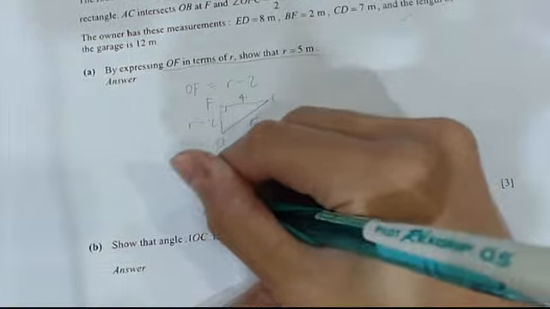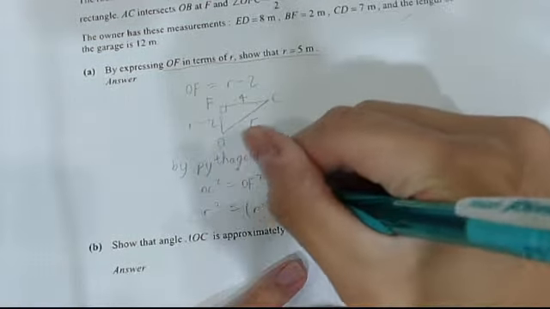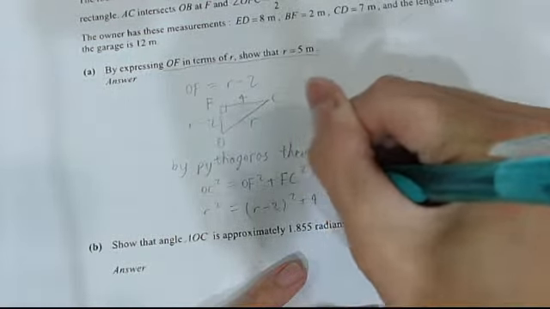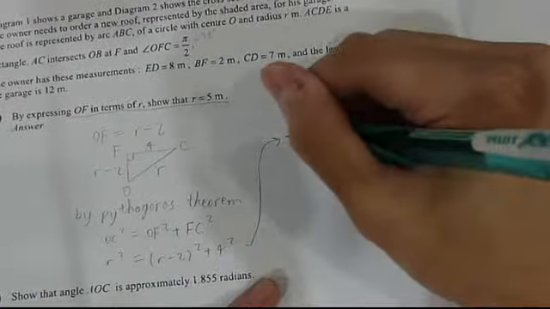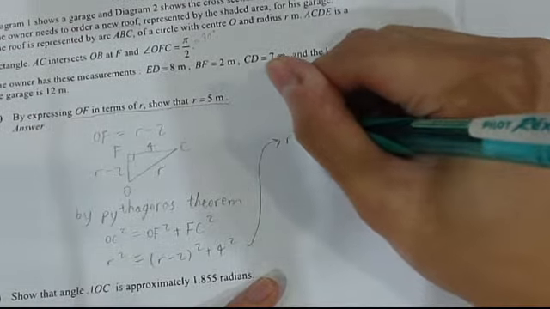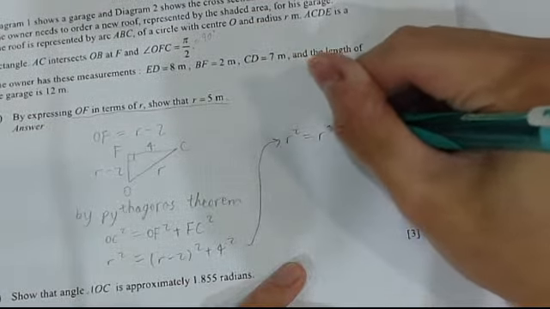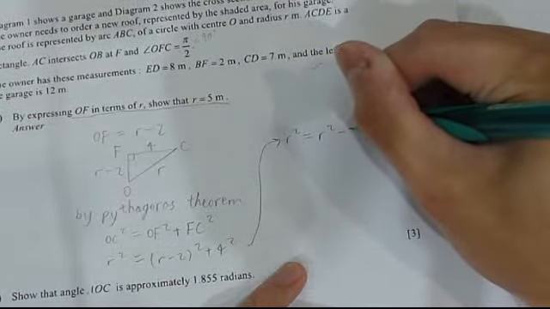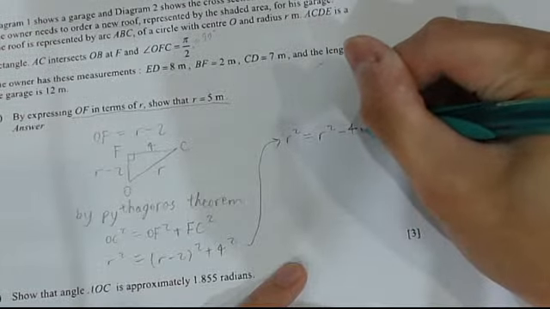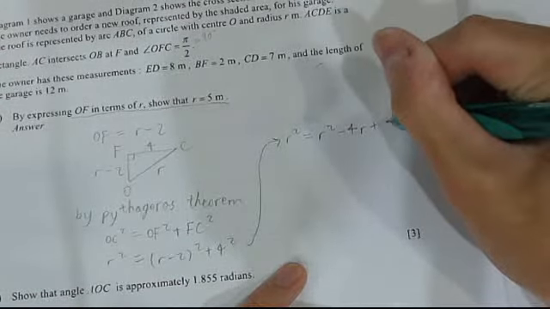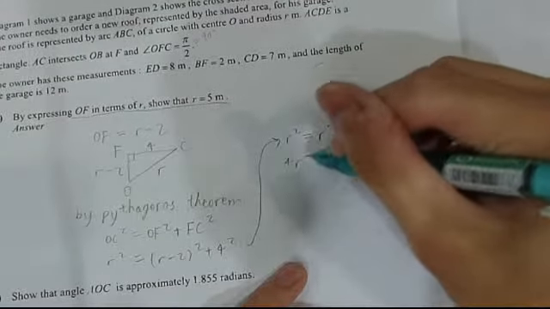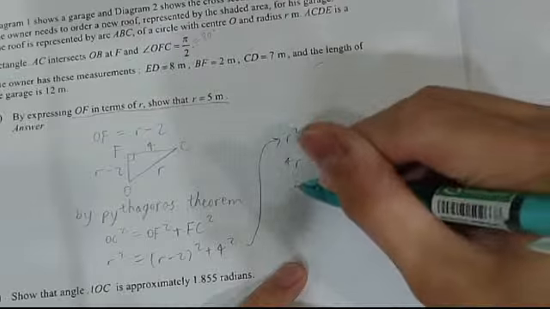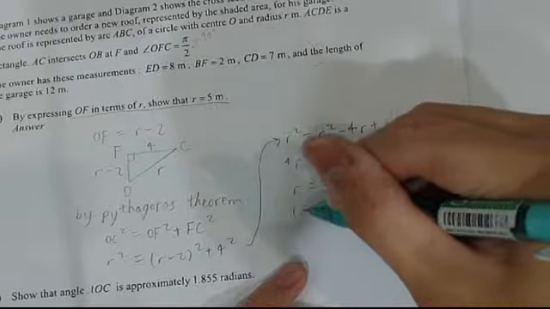So this just means that R squared is equal to R minus 2 squared plus 4 squared. We'll draw an arrow here because I have no space. So with that, R squared is equal to, we just expand this, R squared minus 4R plus 4, plus 16. So we have that 4R is equal to 20 and R is equal to 5. Sure.